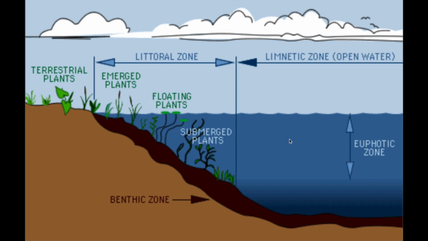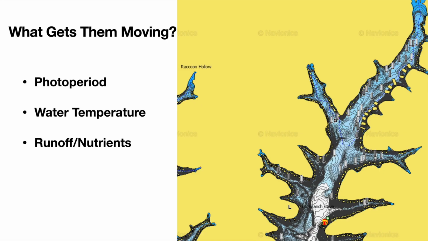These are all areas that the shad are going to be looking for to have an adequate food source. So what actually gets the shad to start moving towards the back of the creeks? There are a few things. As summer starts to lead into early fall, a few things are happening that are signaling to the shad that it's time to start moving.